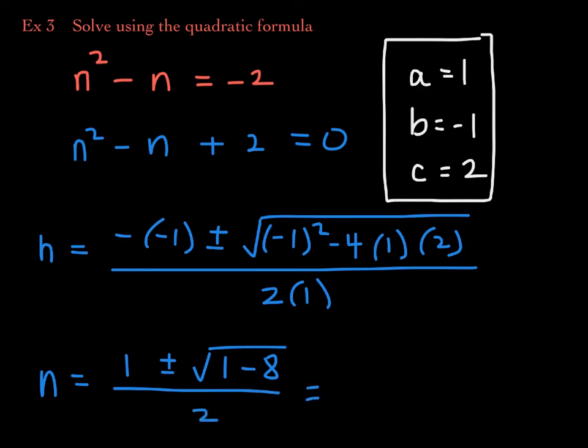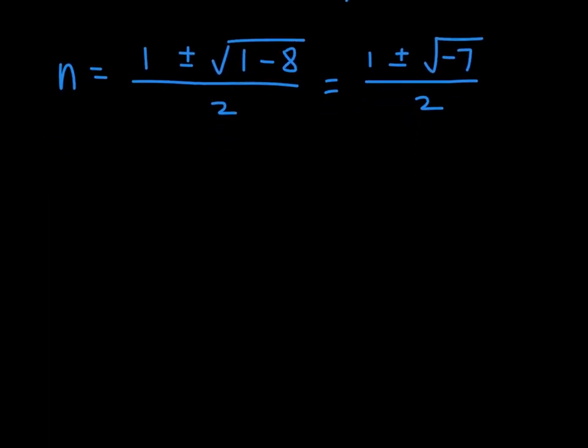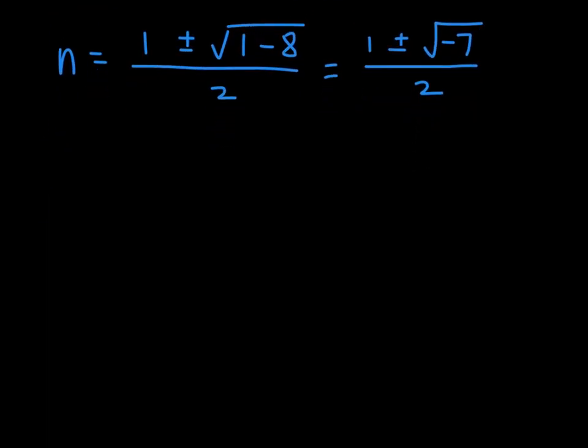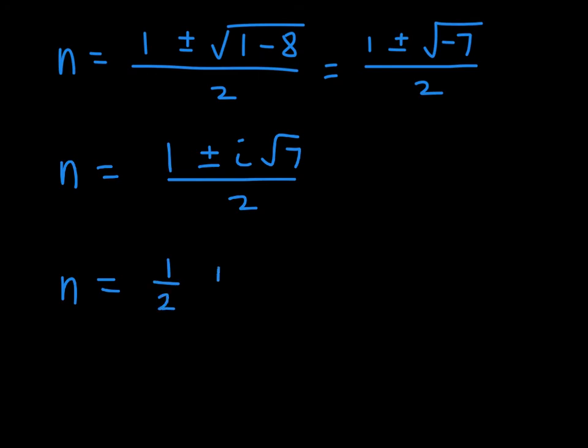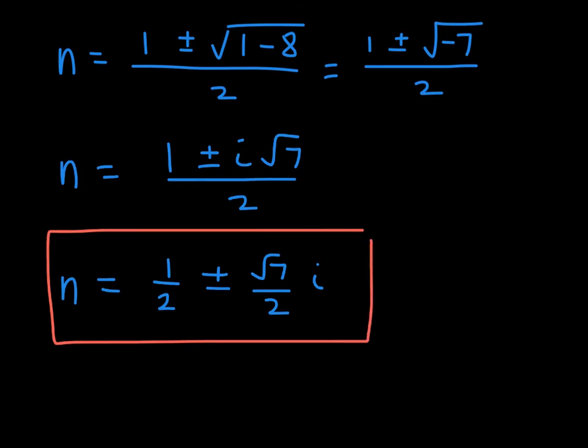Which I'm going to continue working horizontally here, which is 1 plus or minus the square root of -7 all over 2. So then your solutions are n is equal to 1 plus or minus i root 7 all over 2. Because these are complex conjugates, I'll rewrite this as 1 over 2 plus or minus root 7 over 2 i. This is standard form, remember, for a complex number. All right, good job, everybody.